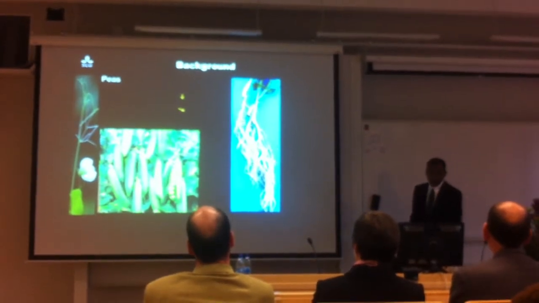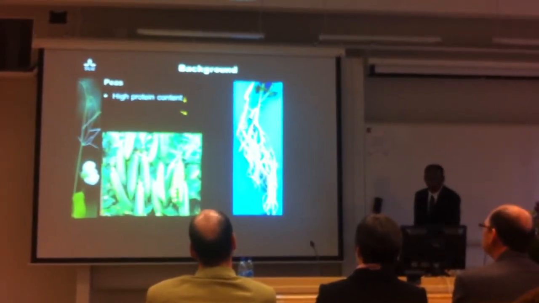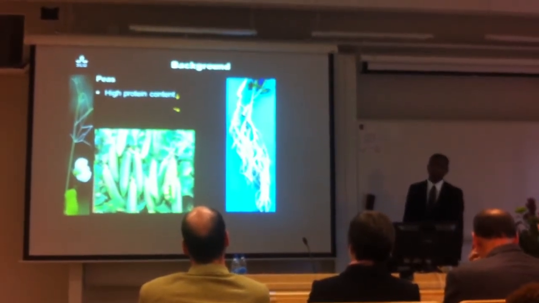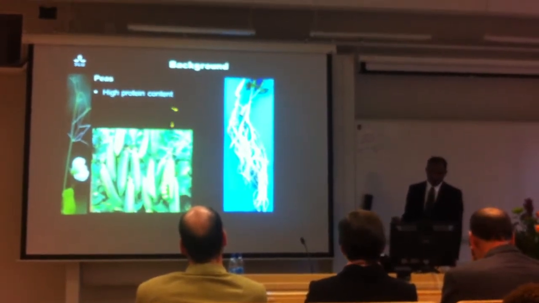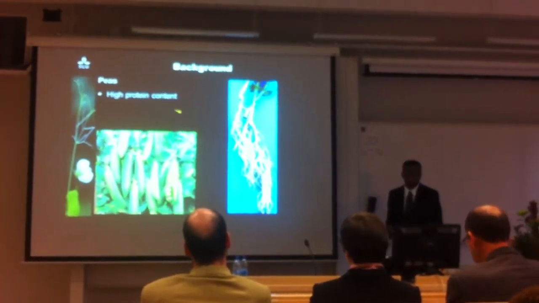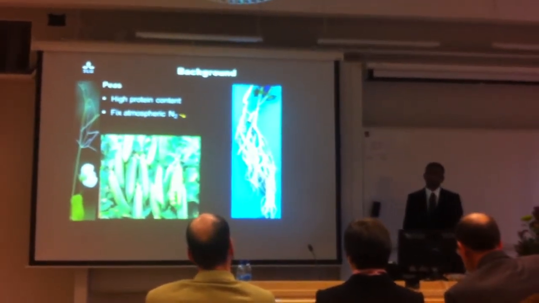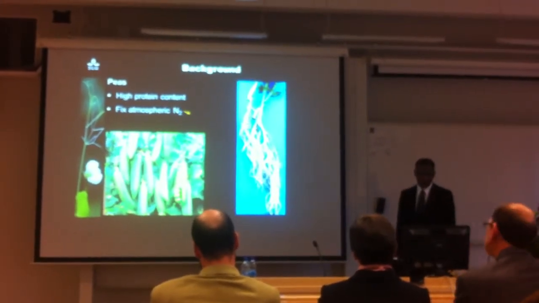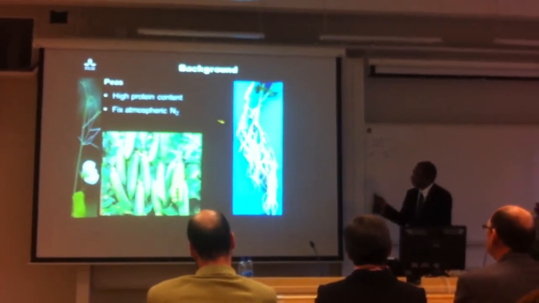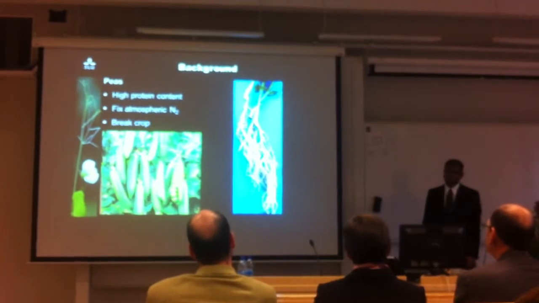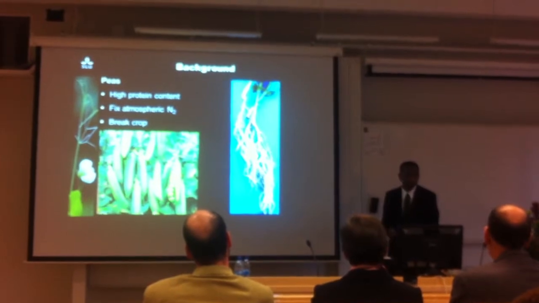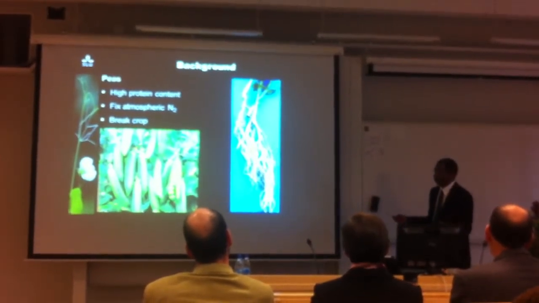So pea is a very important crop. It contains a high protein level. It's an excellent source for animal feed and also human consumption. Growing pea can fix atmospheric nitrogen through the pea root nodules, and leguminous pea is also used as a break crop in cropping sequences after a cereal to break down the pathogen networks.